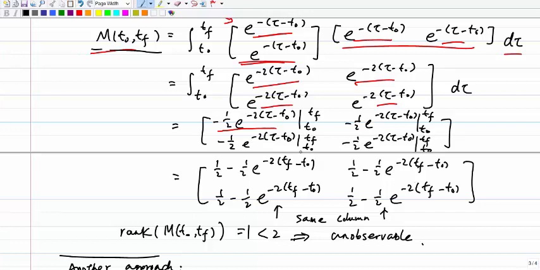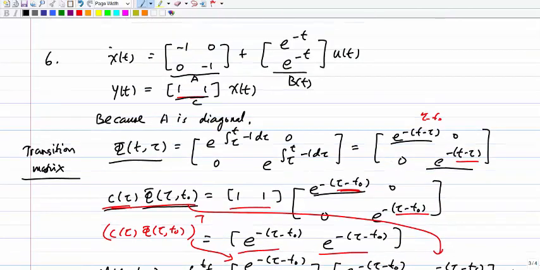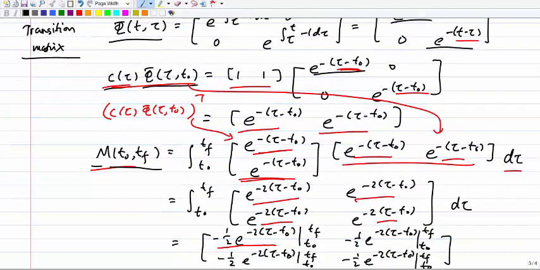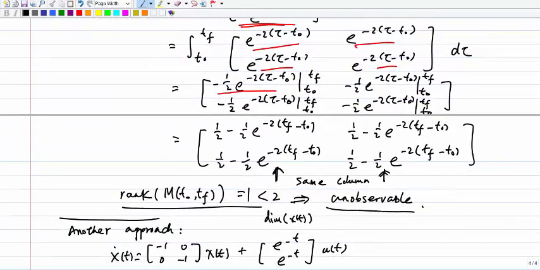Now, because they are all the same, this is a column, this is a row, these two rows are the same. Of course, the rank is just 1. It's not 2 because they're dependent. The rank is less than 2, less than the dimension of x(t), because x has to be 2-dimensional. Don't forget here I have x(t) 2-dimensional, so this is not observable.